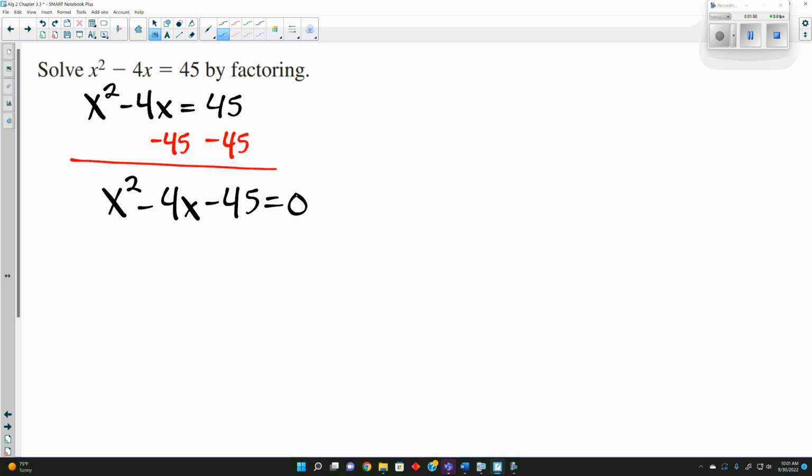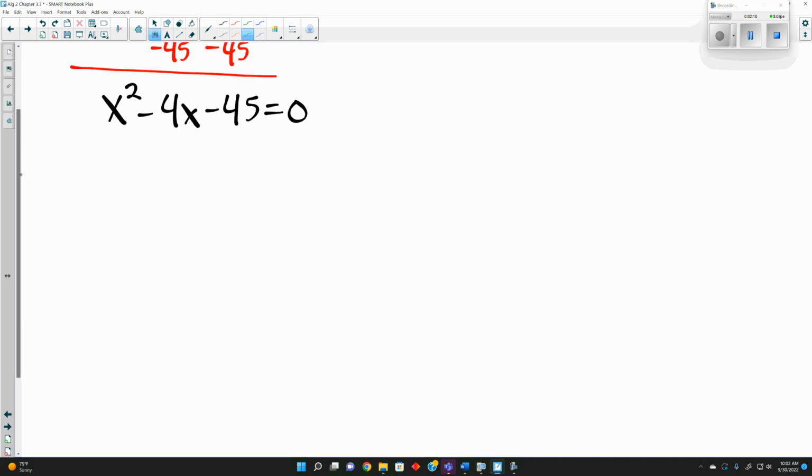Now, if we didn't have that middle term, the 4x, then we could use the square root method, get x squared by itself and square root both sides. But since we do have a middle term of 4x, we need to get this equal to 0. Then we can factor it. There's not a greatest common factor. There's not something that will go into all three terms. So we can do our two sets of parentheses with 3 spaces.